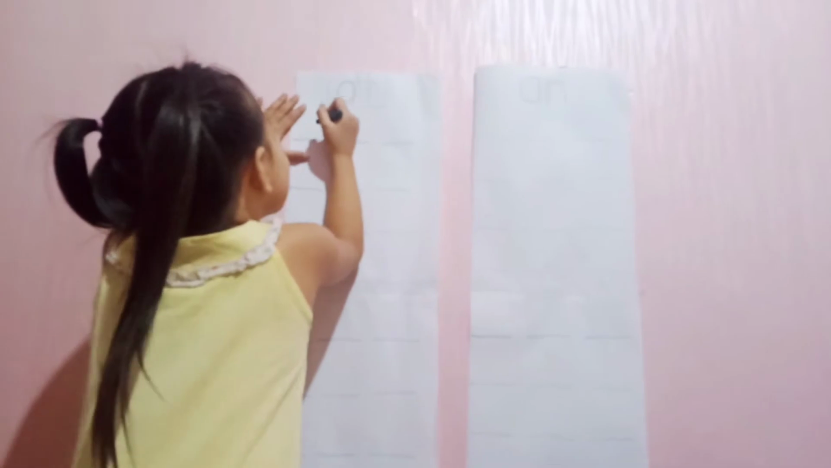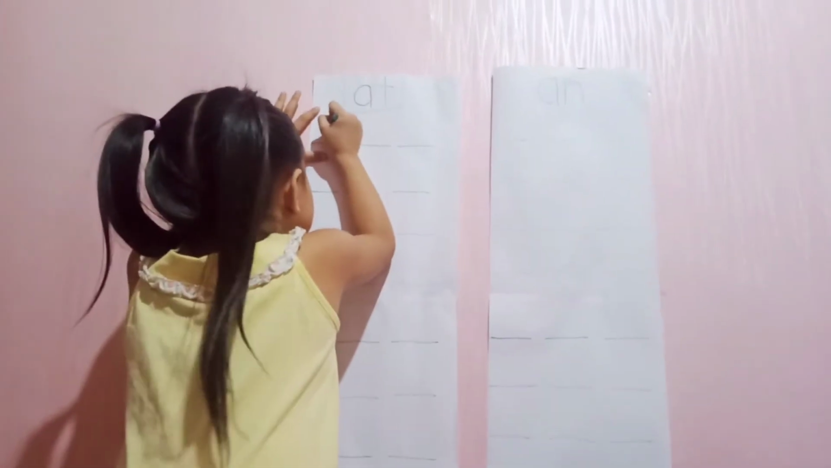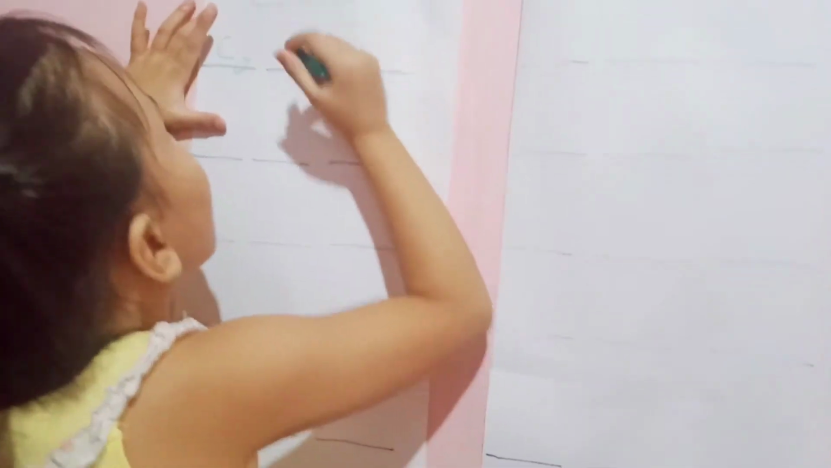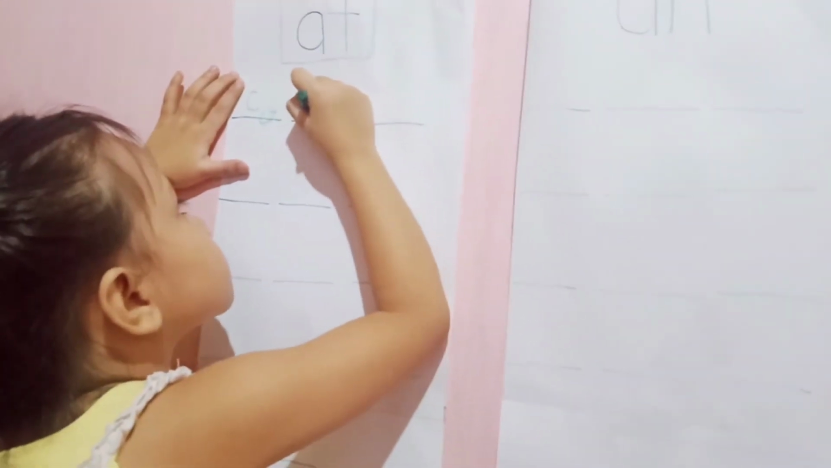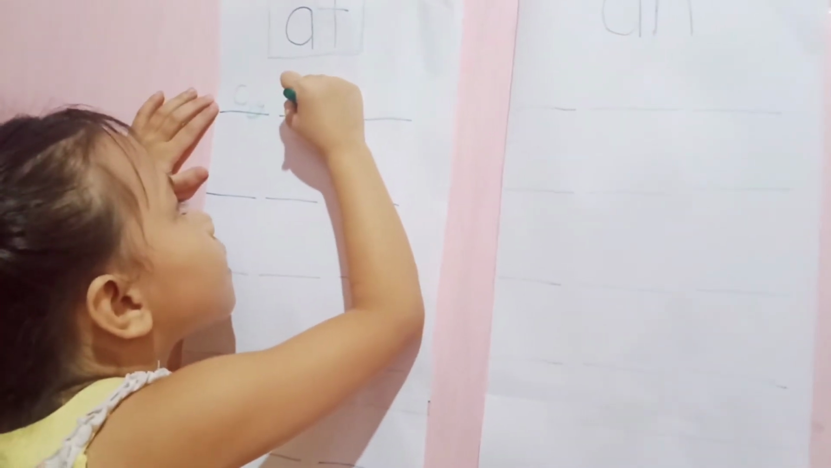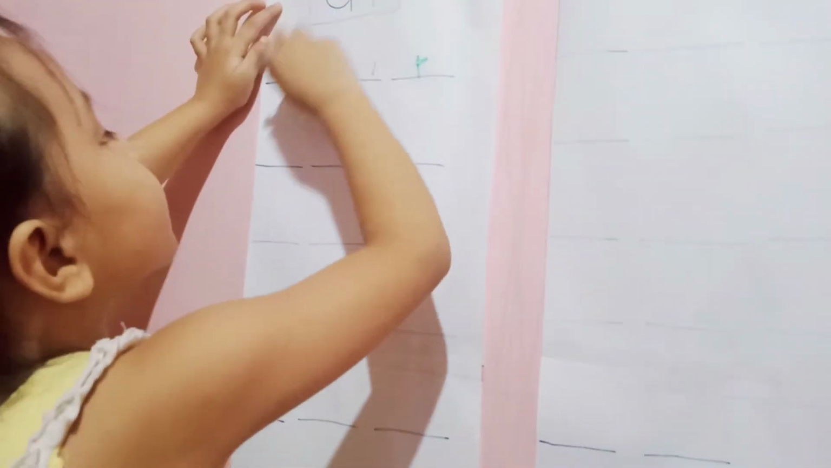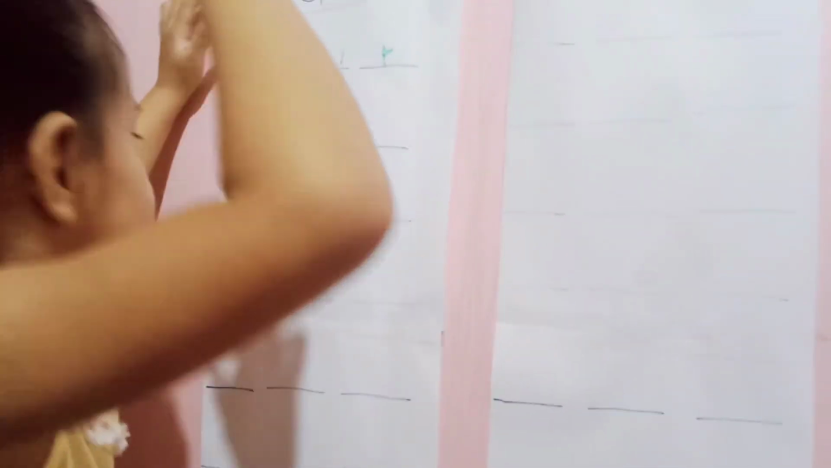Number one, Samantha. Cat. Are you right? Okay, let me see. K a t. You did it. K a t. Cat. Very good. Next. B a t. B a t. How to write it?